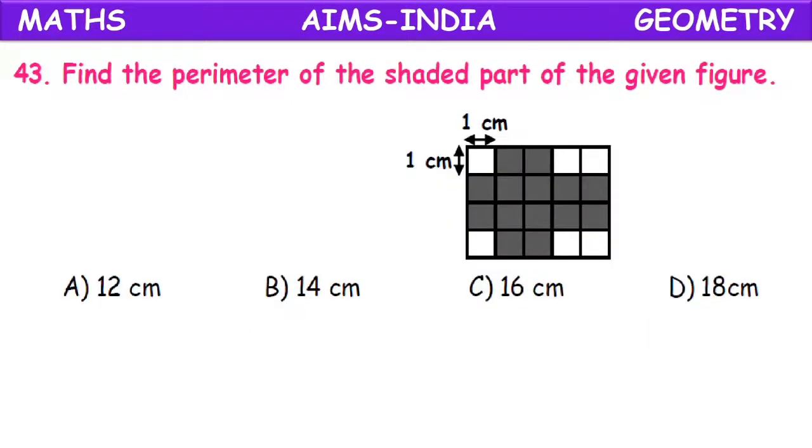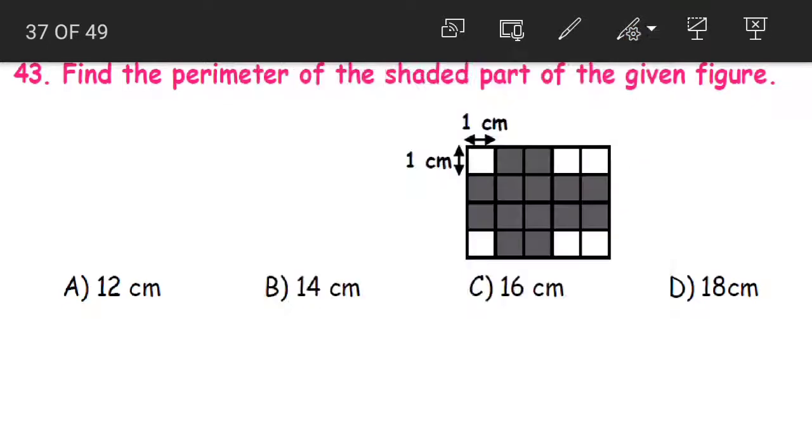Question 43. Find the perimeter of the shaded part of the given figure. What is the shaded part here? As you can see, all these is the shaded part. Now what is perimeter? How to find out the perimeter? As we've discussed, perimeter is nothing but the length of the boundary line. So we need to find out this length. How much is this boundary line? When we know that, we'll be able to find out the perimeter of the given figure.